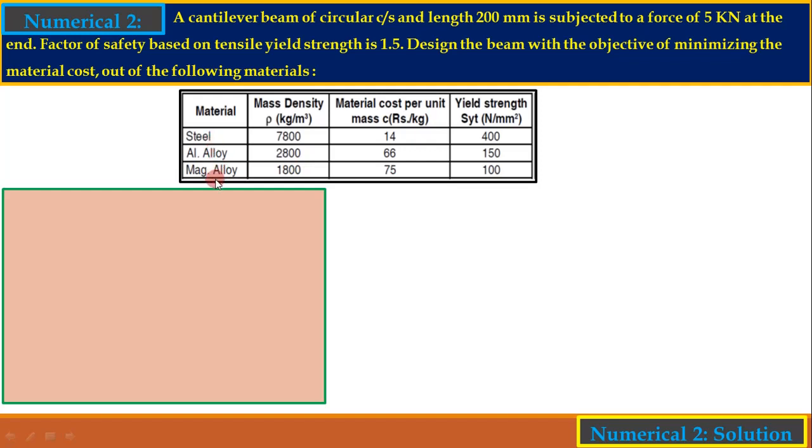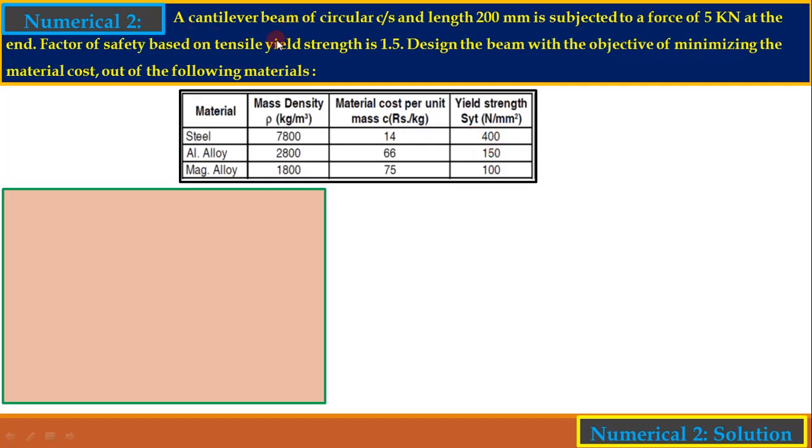and corresponding to these three materials, we have been given the mass density for each material in kg per meter cube. The material cost per unit mass in rupees per kg is given for each material, and the yield strength SYT is given in Newton per mm square for each material.